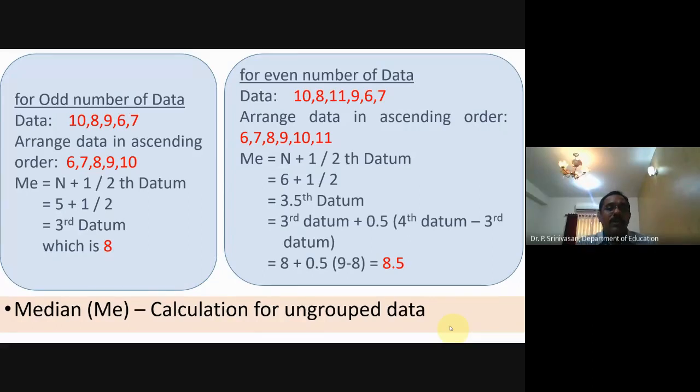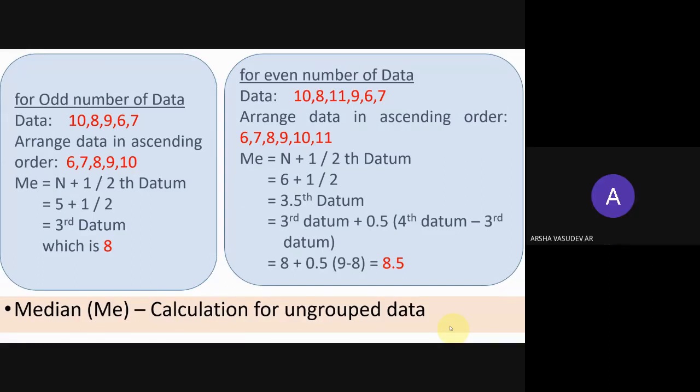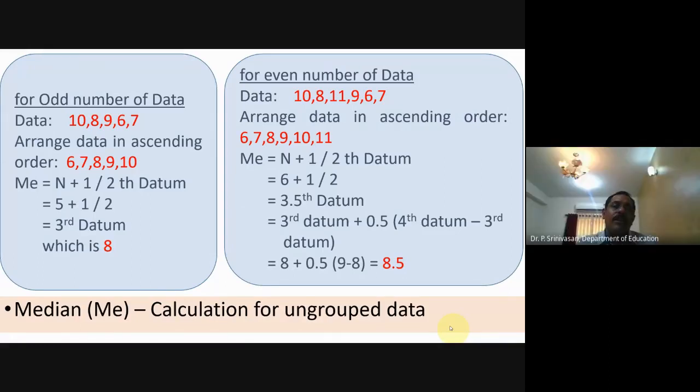If you go to the numerical scale and stand at 8.5, on the left side, how many digits will you see? 3. Right side, how many digits are there? 3. Therefore, that is the exact center place of the data.